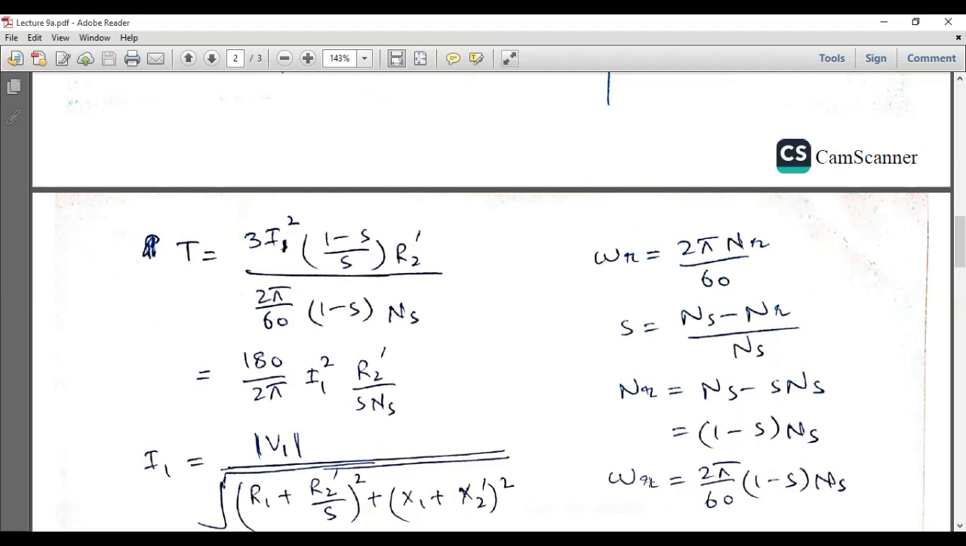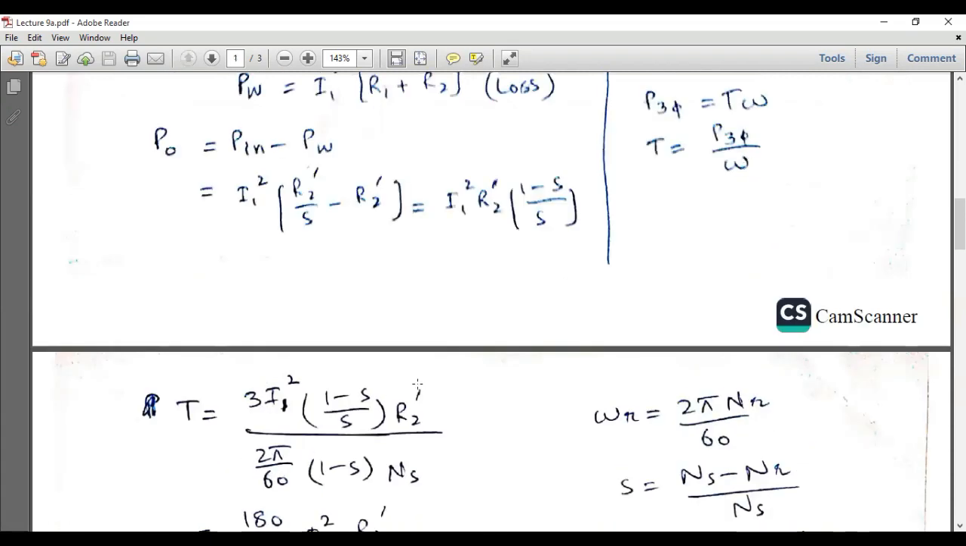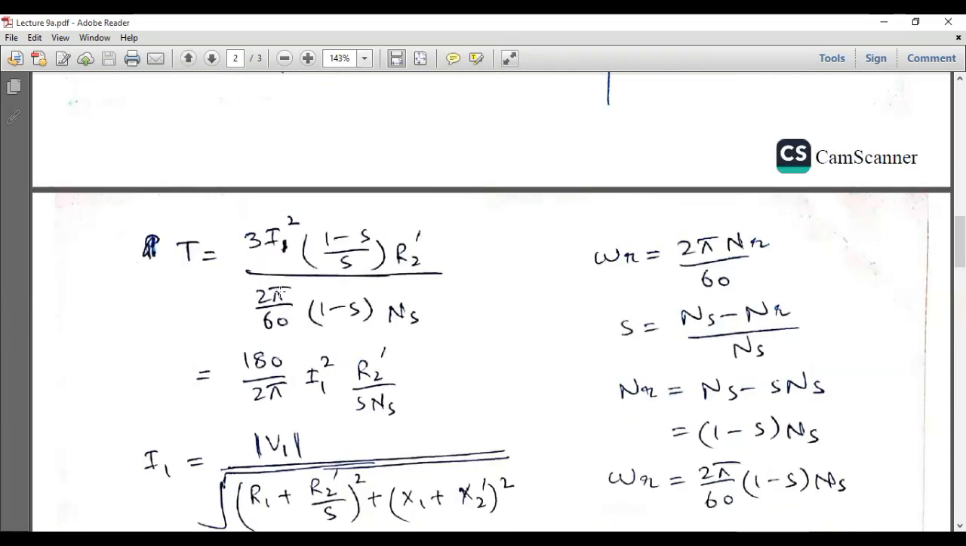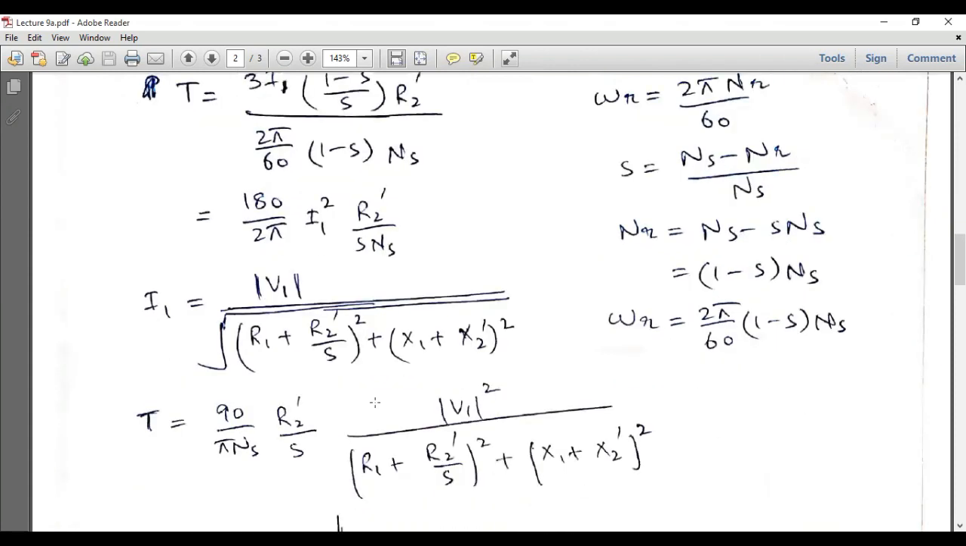So this expression of omega r can be substituted in this expression, and it will become this formula. So here (1 minus s) will be cancelled out, and 60 times 3 is 180 by 2 pi I1 square R2 dash over s, and it is s ns. So this is the expression for the torque.